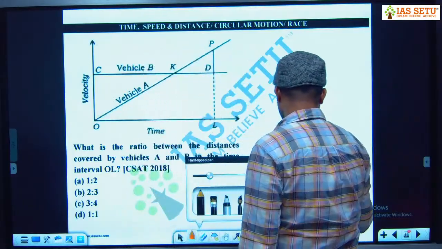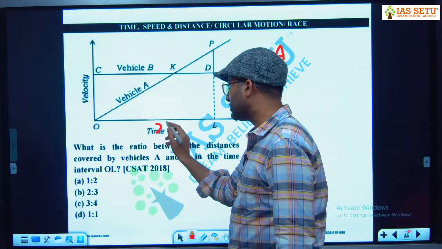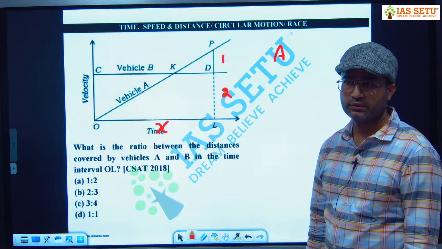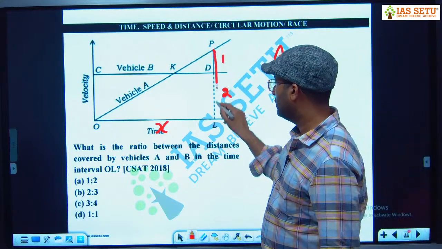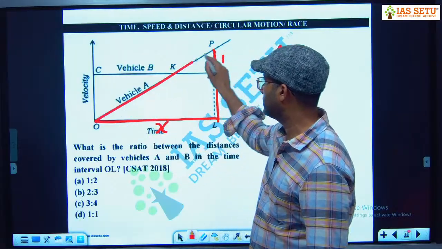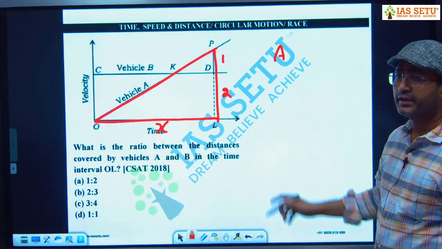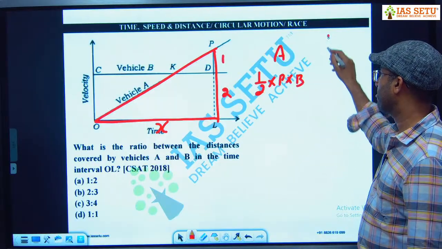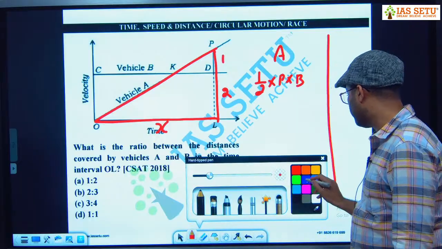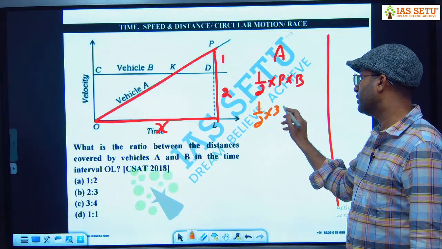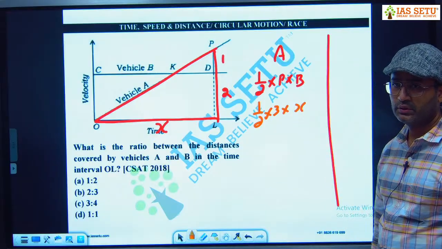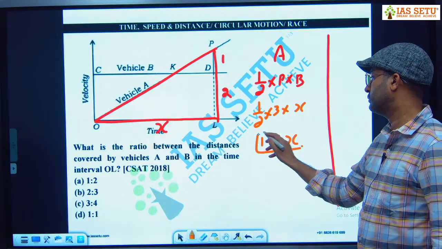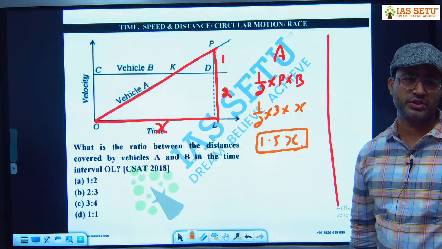distance traveled by vehicle A, I take it x, I take it 1 centimeter, it is 2 centimeter. First focus on triangle. This is perpendicular, this is base, this is hypotenuse. What is the area of triangle? Half into perpendicular into base. So it will be half into 3 into x. So you can say 3/2x means 1.5x is the area of this triangle.